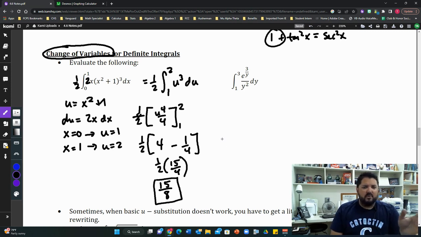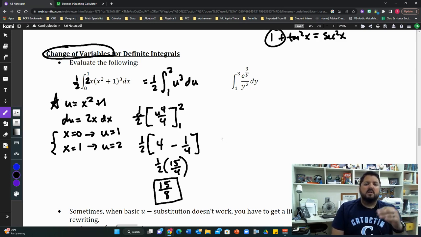And all I had to do, the only extra thing, were these two lines. I had to replace the old a and b values that were in terms of x, substitute them into my u equation to get u values at those x values, and then I just finished the problem out in terms of u. Again, if I chose not to do it that way, if I don't want to do this line, then after I get my antiderivative, I have to turn this back into terms of x's.